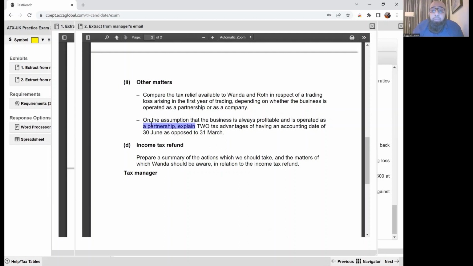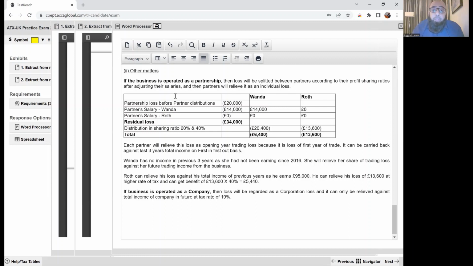So this was a requirement of 5 marks only, and now we have to comment on the advantages of accounting date of 30th June as opposed to 31st March. But the first primary thing he asked was to compare the relief available to Vendor and Lot in respect of loss arising in the first year of trade, depending on whether the business is operated as a partnership or company.